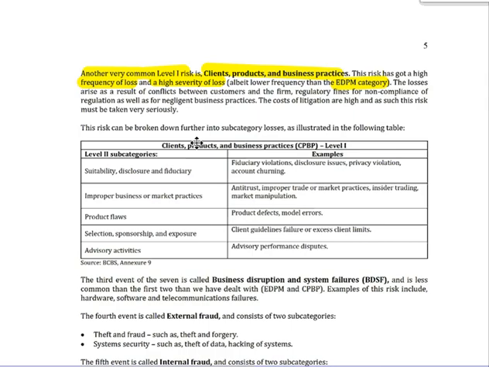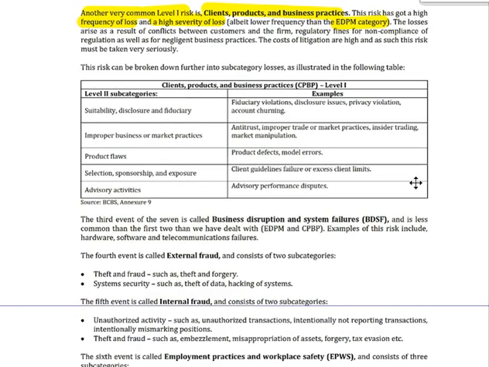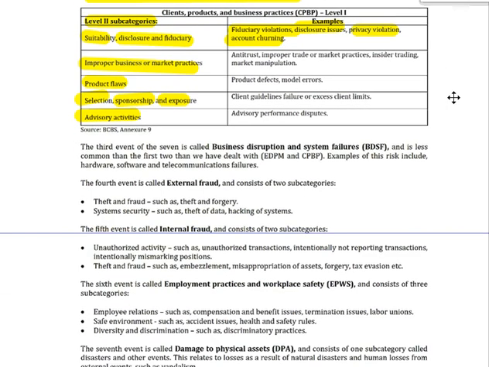And again, what we do over here is we break this risk down into further subcategories, which we call level 2s: suitability, disclosure, and fiduciary. Examples of risks: fiduciary violations, disclosure issues, privacy violations, and churning of accounts, improper business or market practices, product flaws, selection, sponsorship, and exposure, and different advisory activities. Do take a look at some of those.